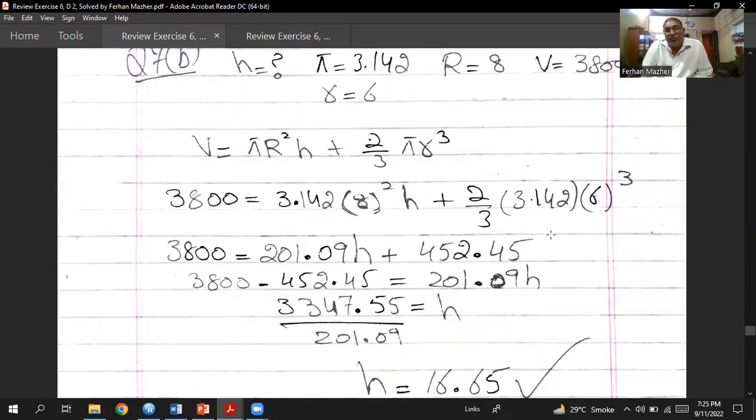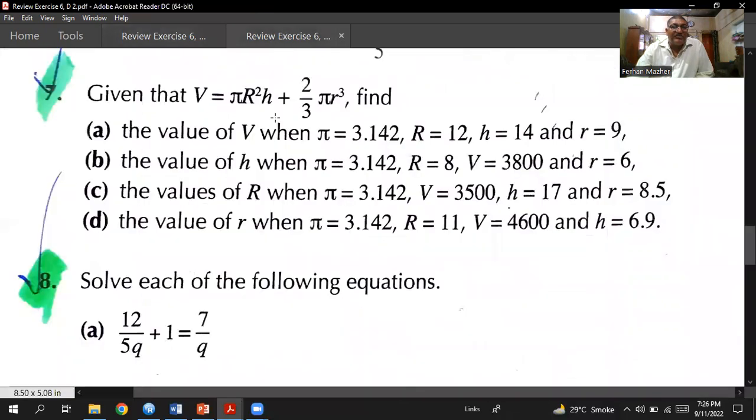So take this 452.45 to the other side. So you will enter in your calculator 3800 minus 452.45, and that will be 3347.55 equals to 201.09 H. And that 201.09 is multiplying with the H. When you make H alone, this will go on the other side, it will divide. So in your calculator, write 3347.55 divided by 201.09 equals to, and that will be 16.65. So this is how you will do question number 7, B part. Okay, so we are going to the 7 C part.